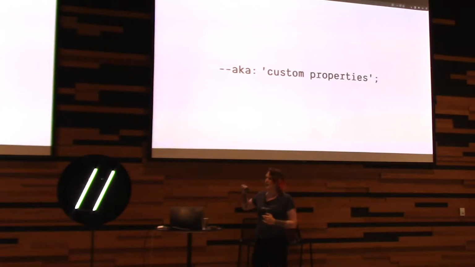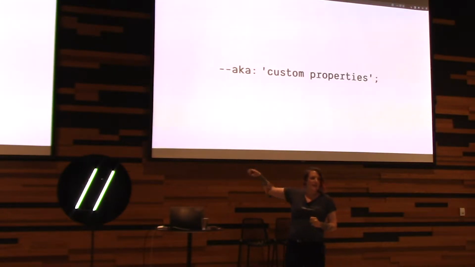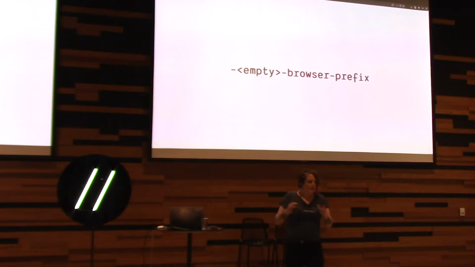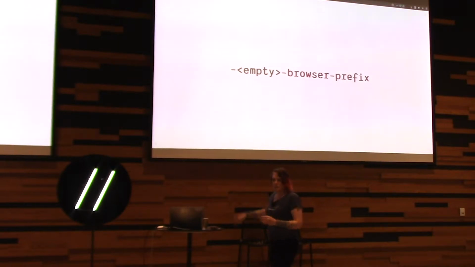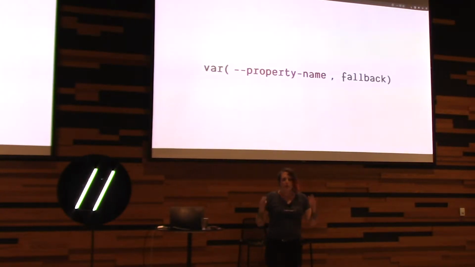They look like this. They're also called custom properties. They're sort of that double dash, and then a name, and then a value. And that's basically just an empty browser prefix. So we had -webkit something, and now we have just our own. Take out the browser prefix, it's my own prefix, I name it.